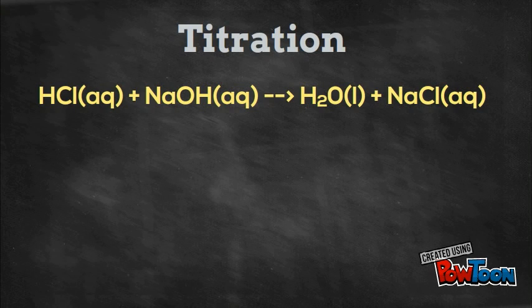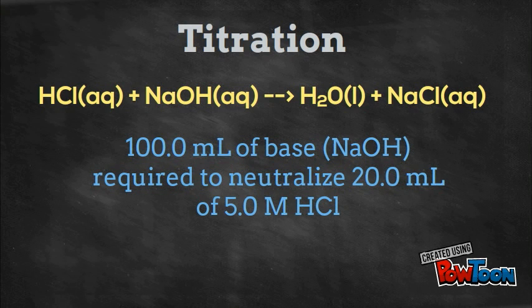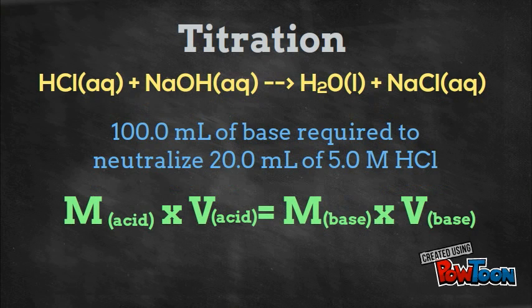This goes back to the original neutralization reaction, and with the titration you're going to find that 100 milliliters of base is required to neutralize 20 milliliters of 5-molarity hydrochloric acid. So you're going to want to find the molarity of the sodium hydroxide, and you're going to need an equation to do this. This equation is written in green, and it is the molarity of an acid times the volume of an acid is equal to the molarity of a base times the volume of a base. And then you're going to substitute in everything you know from the titration to find the unknown.